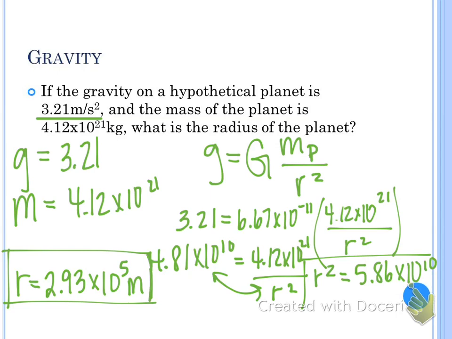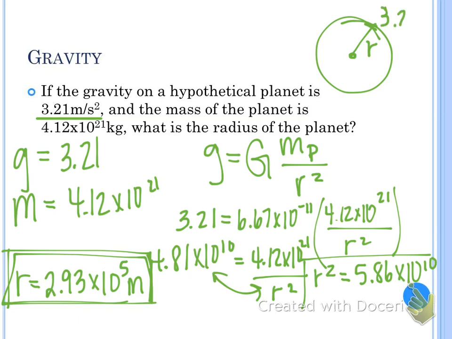Since we solved for the radius of this planet, which goes from the center to the surface, and it's telling us that at this radius we have an acceleration due to gravity of 3.21 meters per second squared. That must be telling us that at the surface on this planet the acceleration of gravity is 3.21 meters per second squared. Okay, that means we're not looking at anywhere above the surface or below the surface. It's exactly at the surface.